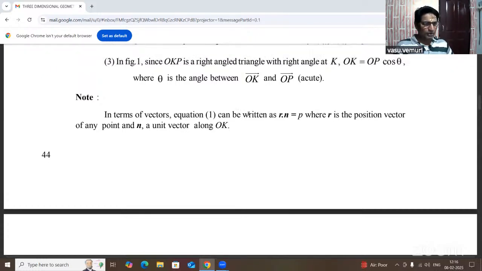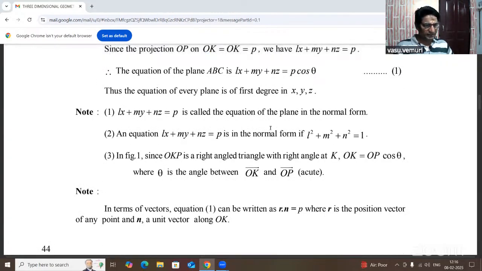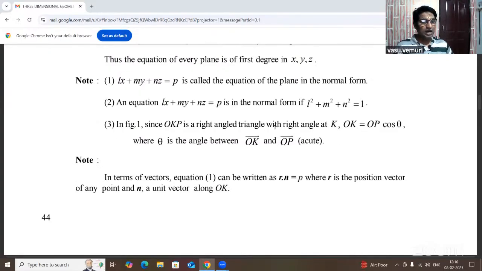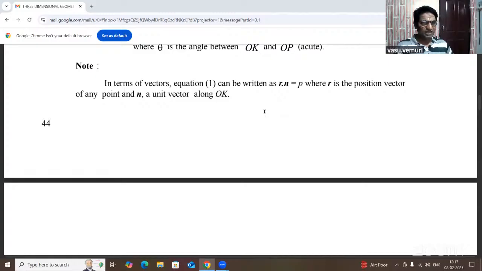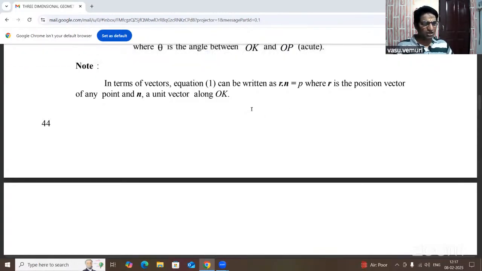What is the vector notation of this? The first equation can be written as r dot n equal to small p. This is the normal form of the vector equation. Here r is the position vector of any point and n is a unit vector along OK.